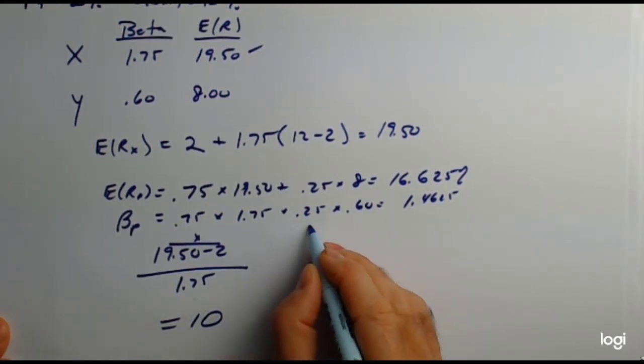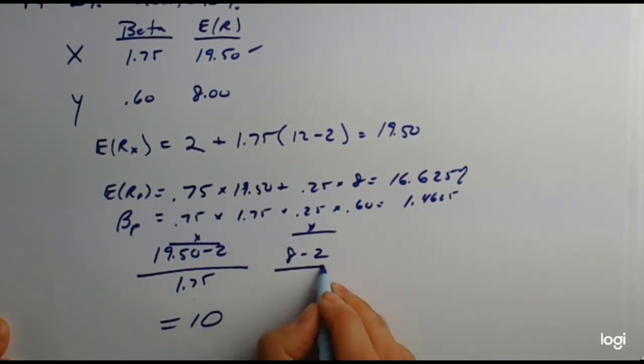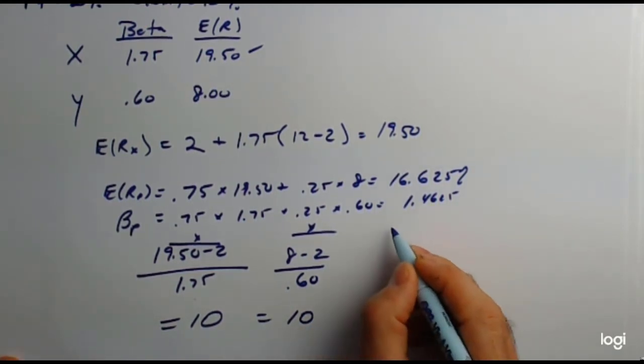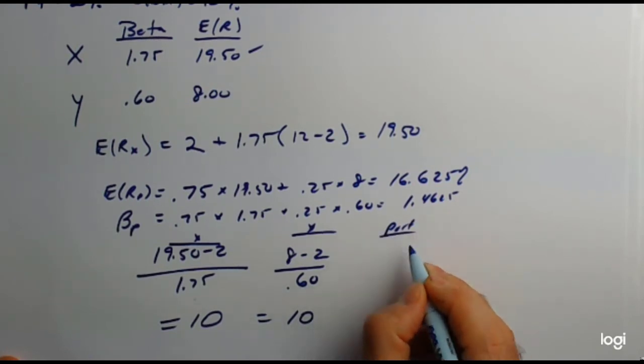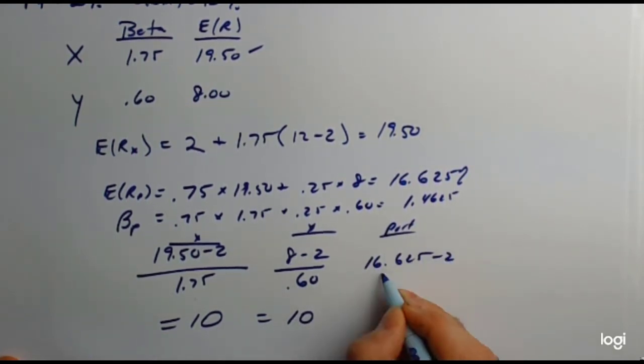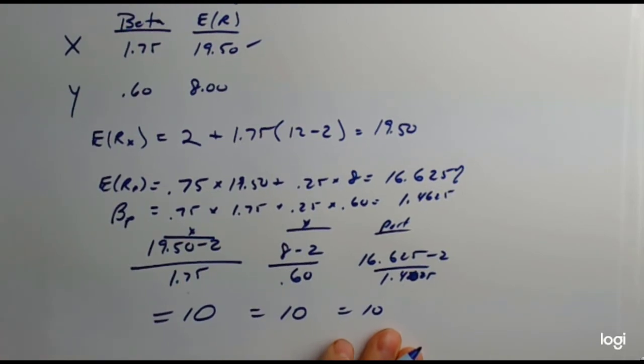And let's see, does it hold for stock Y? So here's stock Y. Well, let's see. 8 minus 2, which is 6%, divided by 0.6. Yeah, that equals 10. So things are looking good here. It seems like the market's in equilibrium, which I'll talk a little more about in a second. And then here's the portfolio: 16.625 minus 2 divided by 1.4625. Again, that's 10. Everything's lining up.